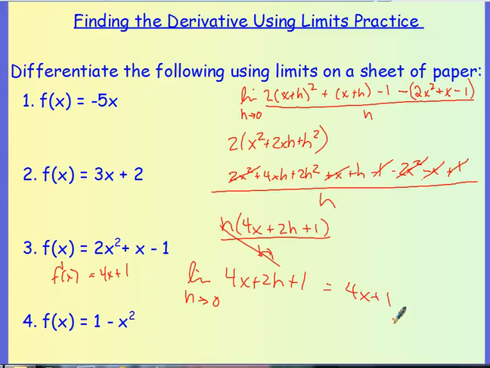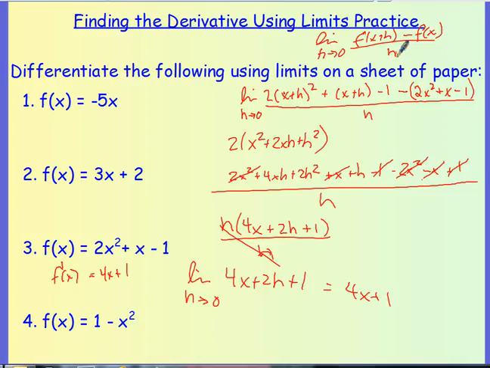We good? Any questions? Yes. This one? Remember, because my rule says the limit as h approaches 0 of f of x plus h minus f of x. So this is the minus the original part. The minus f of x. You see what I'm saying? Right? You got it? Any others?